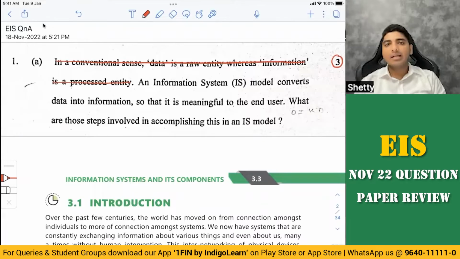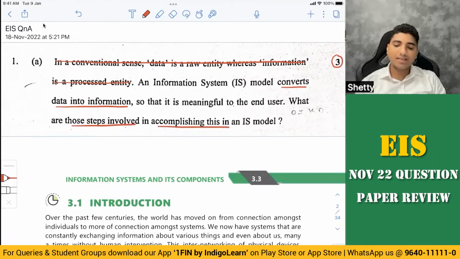Okay, next. An information system model converts data into information. This is the first piece of information, that you convert your data into information. So the question is, what are those steps? This is the actual question. What are those steps involved in accomplishing this in an EIS model? So what are the steps involved in converting data into information? This question is basically from your chapter number 3.